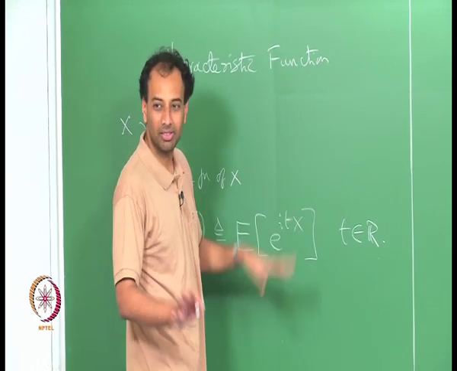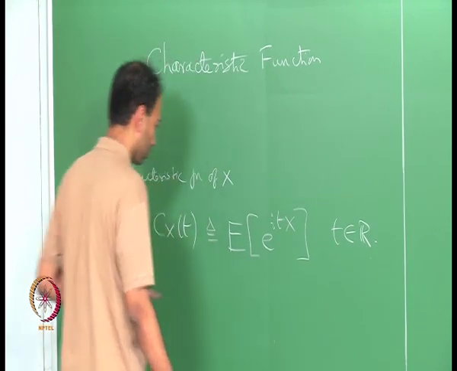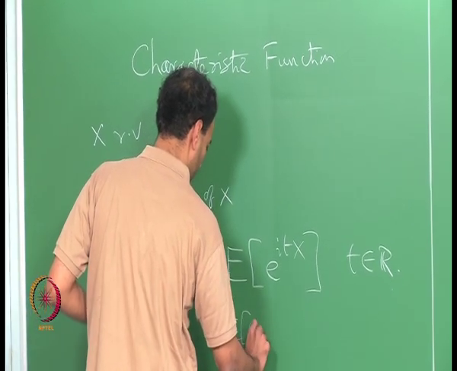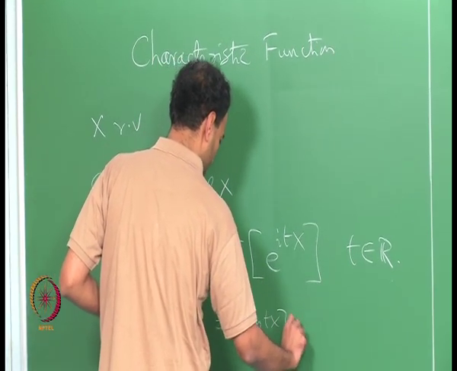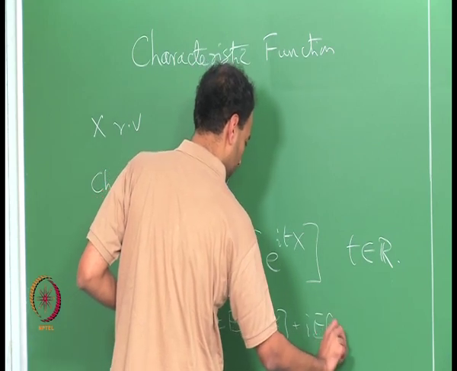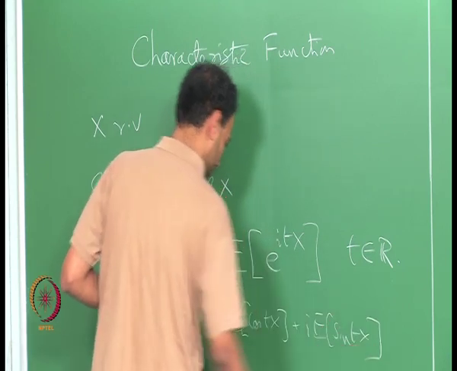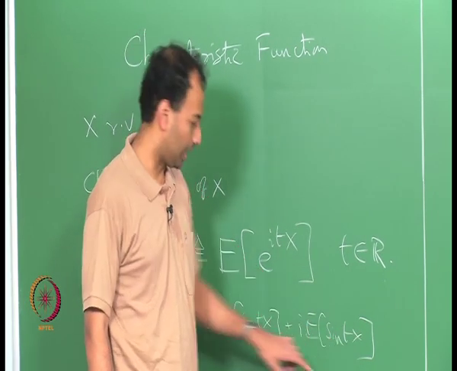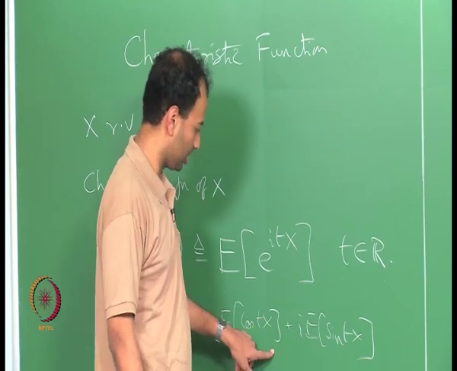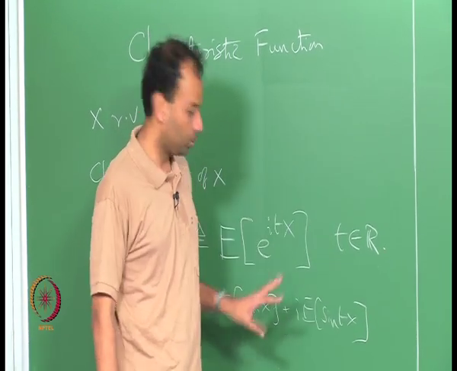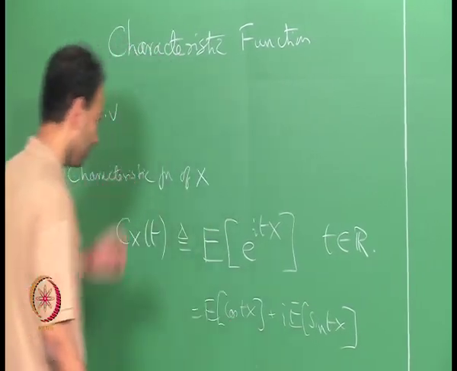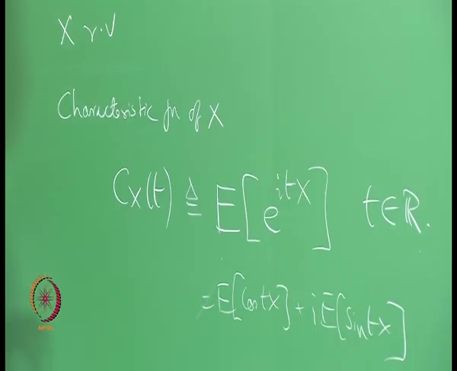Which is something again we have not really talked about. So, you can actually take this as the expectation of cos tX plus i times the expectation of sin tX. cos tX and sin tX are random variables parameterized by t, and you take their expectations. Now, you know what this means, because these are all real valued random variables. So, that is the definition of a characteristic function.